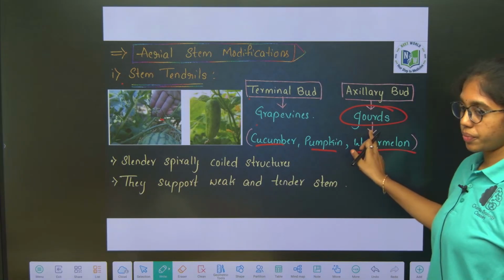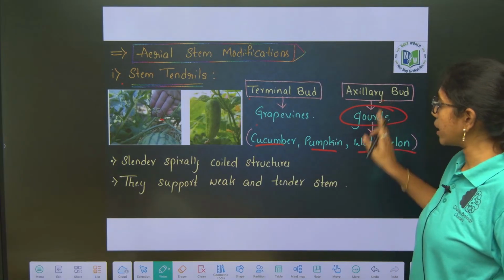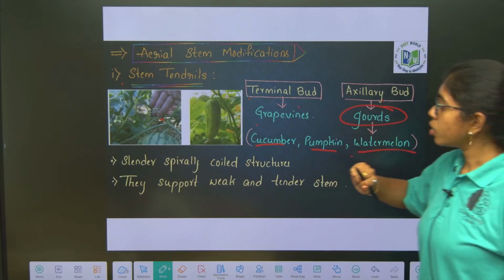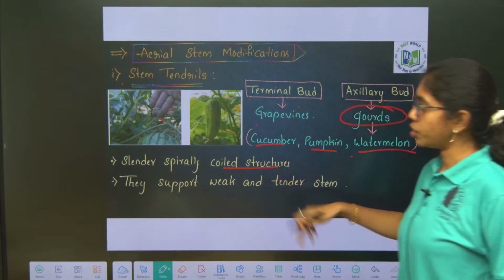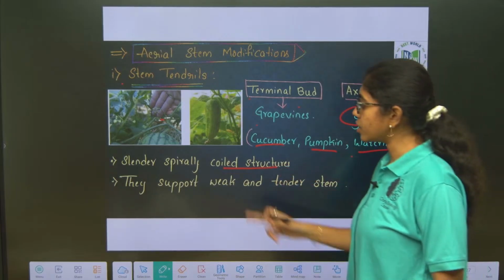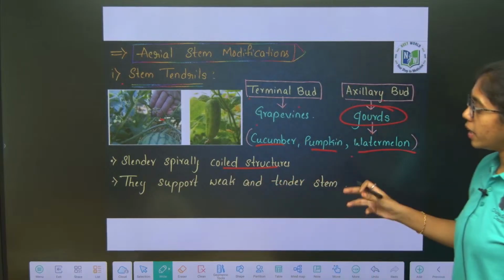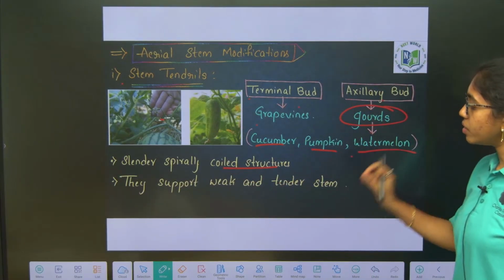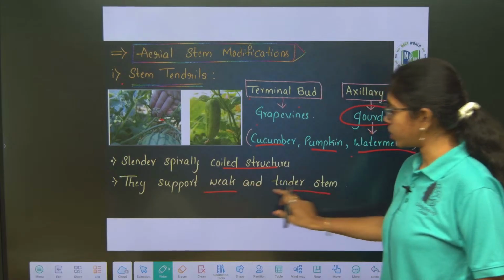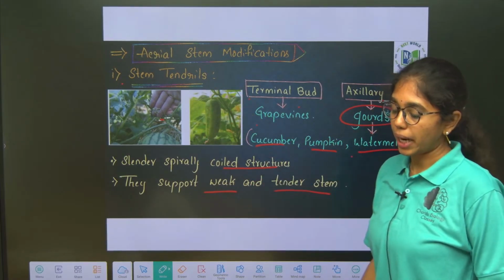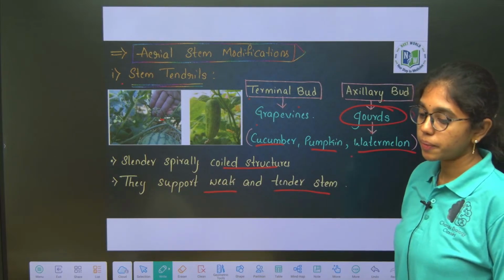For gourds, the axillary bud is getting modified here; here it is the terminal bud. Stem tendrils are slender, spirally coiled structures, and they will support weak and tender stems of the plant, of the climber especially.